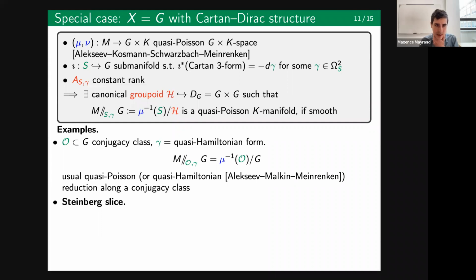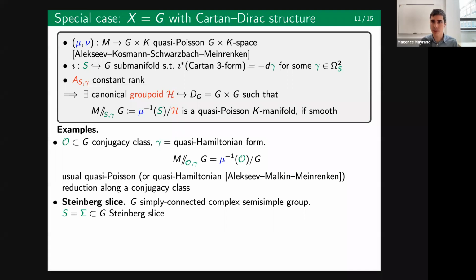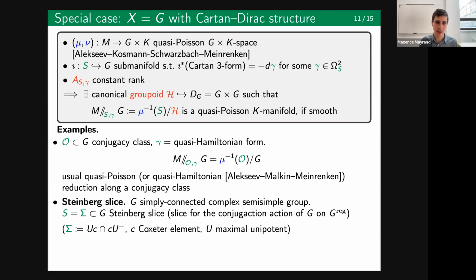Another nice example is taking a Sternberg slice. If G is a simply connected complex semi-simple group, a Sternberg slice is the multiplicative version of the constant slice that we had before. It's a slice for the conjugation action of G on the set of regular elements. Explicitly it has this form, but it's not too important. This is a Coxeter element for the Weyl group, and U is a maximal unipotent subgroup, and you take this intersection. Here is the opposite maximal unipotent subgroup. Well, there's a choice of Borel here also.